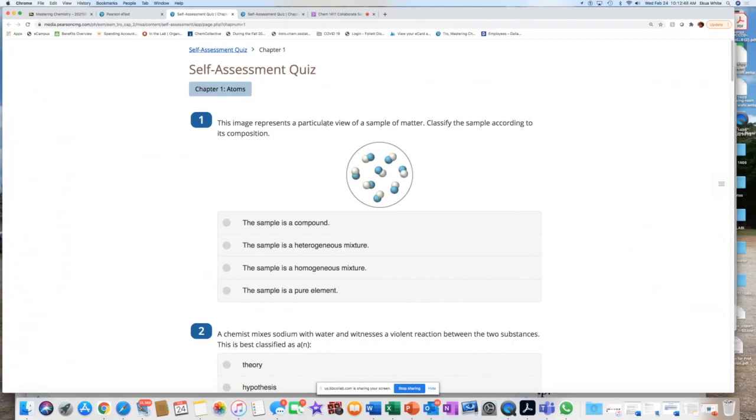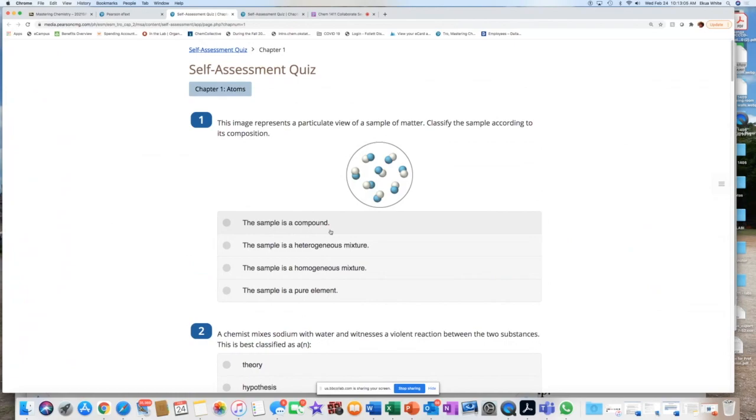It says this image represents a particular view of a sample of matter. Classify the sample according to its composition. I think we worked on a worksheet that had a structure like this. So what do you all think this is? Let me see the answer choices.